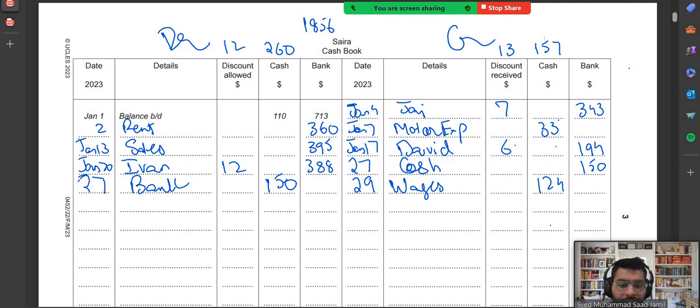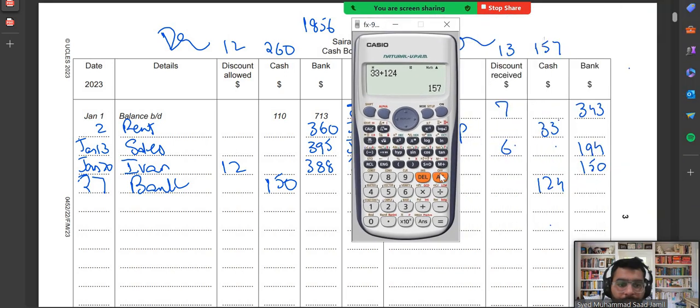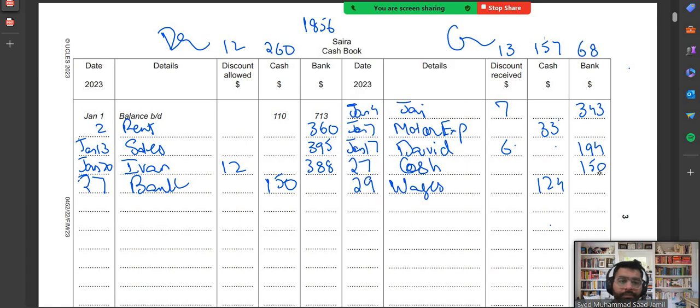157, and then we have 343 plus 194. Let me bring my calculator here. 343 plus 194 plus 150. The reason why I'm doing this, some students don't know how to do this. 687. So now we have to write balance CD.